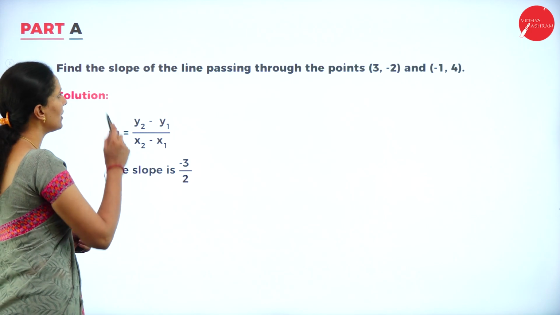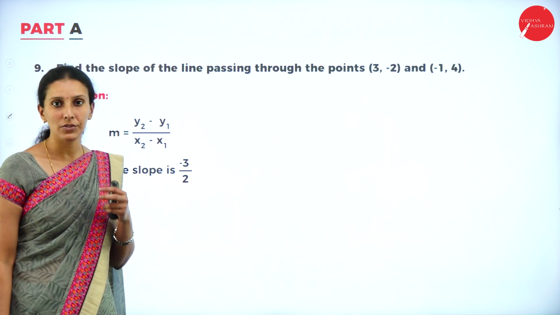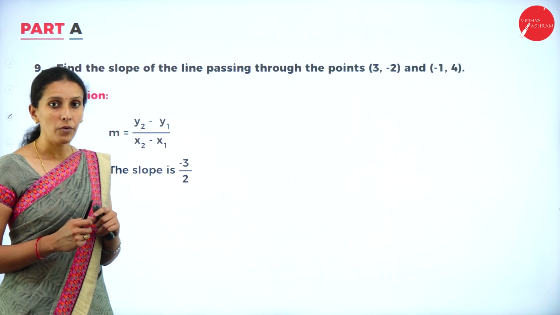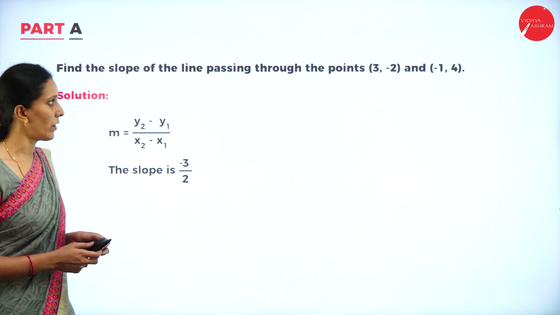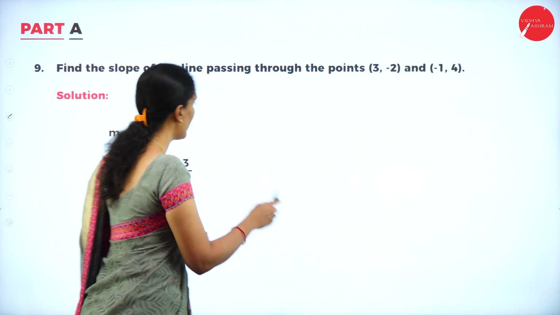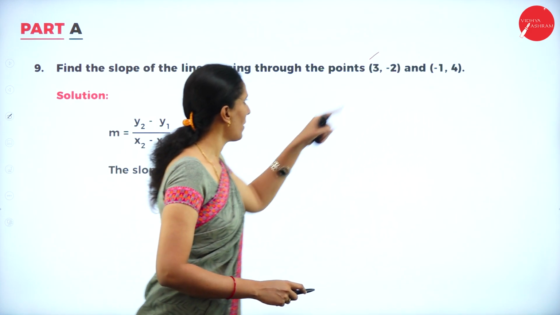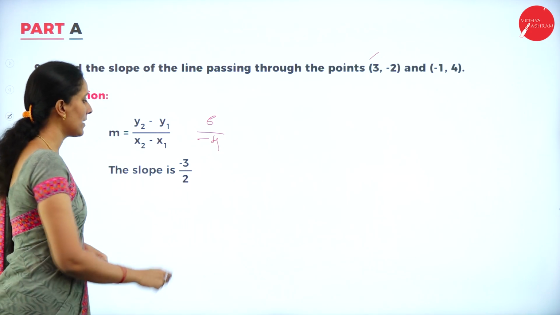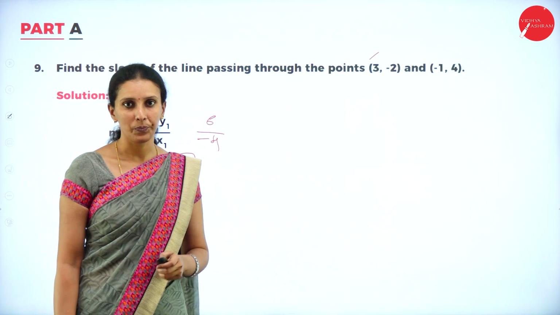Next, find the slope of the line passing through the points (3, minus 2) and (1, minus 1, 4). So, whenever 2 points are given, the slope can be found using the formula y2 minus y1 divided by x2 minus x1. So, y2 minus y1 means 4 minus of minus 2, you will get it as 6, divided by x2 minus x1 means minus 1 minus 3, which becomes minus 4. When you solve this, you will get the answer as minus 3 by 2. Hence, the answer is minus 3 by 2.